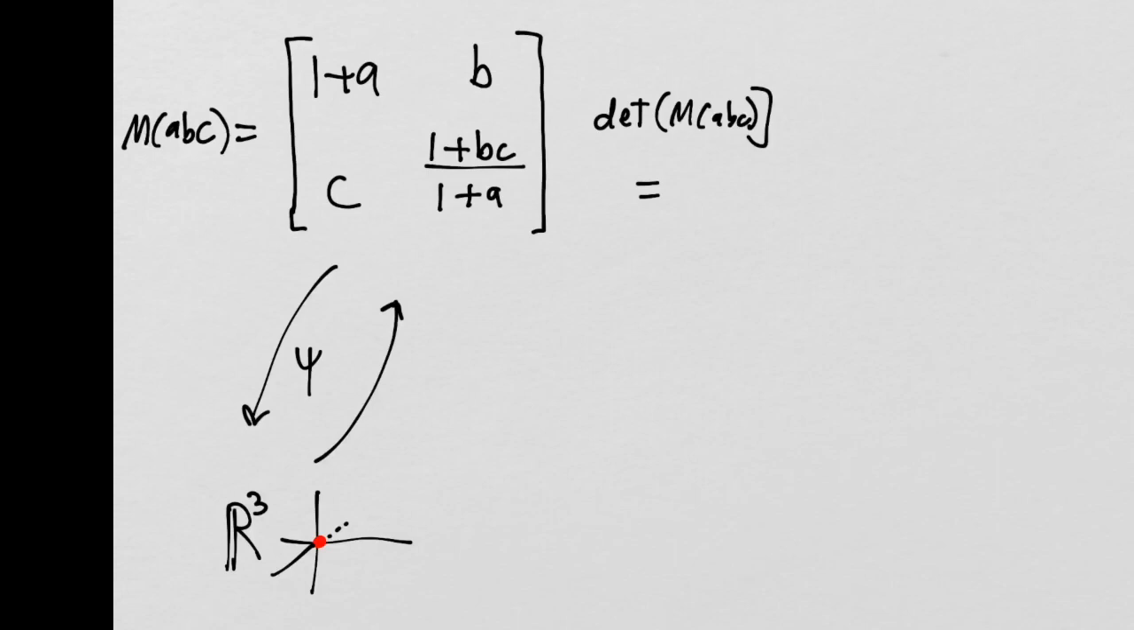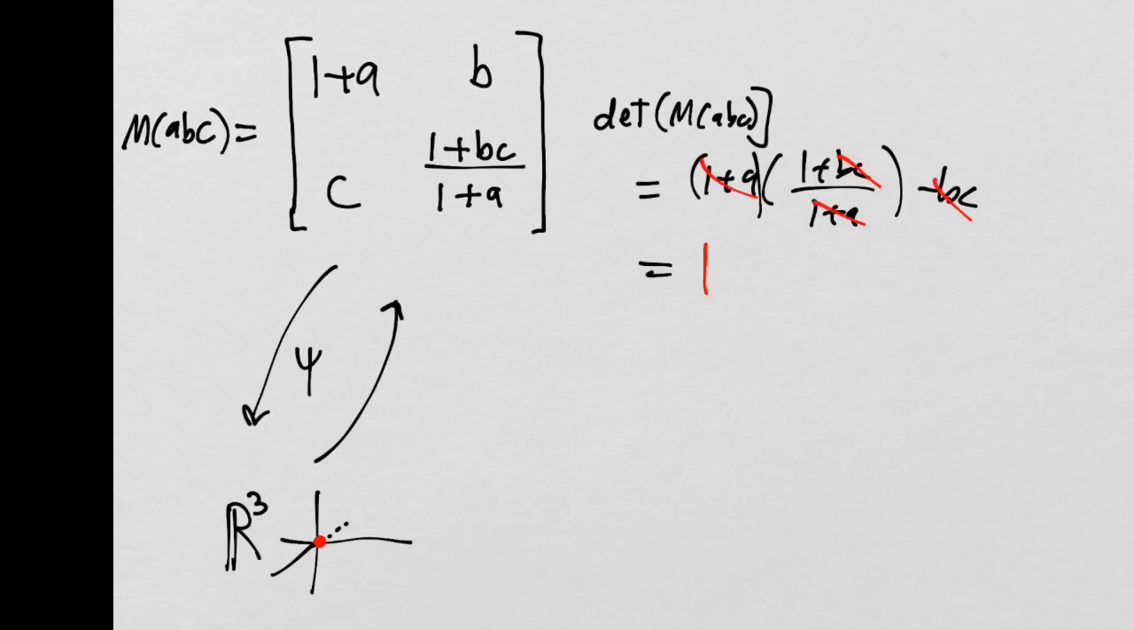Well, the determinant of this thing is 1 plus A times (1 plus BC over 1 plus A) minus BC, which of course the 1 plus A's cancel, and then the BC's cancel, and you get 1. So this is a set of 2 by 2 matrices whose determinant is always equal to 1. So that is SL2R. This is a parameterization of the special linear group SL(2, R).